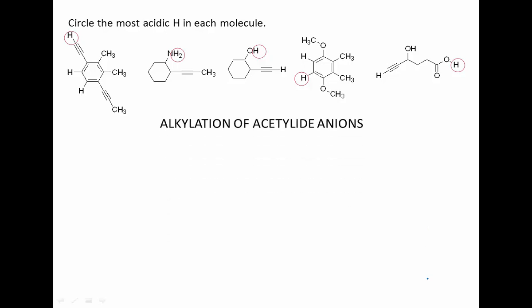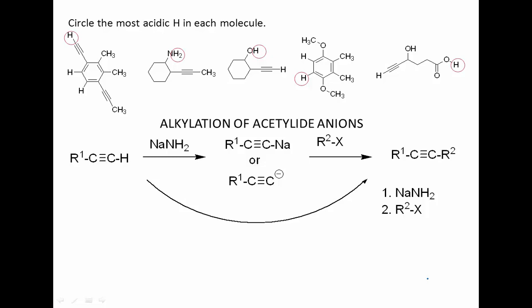All right, what can we do with these acetylide anions? We can perform alkylation reactions. The terminal alkyne reacts with NaNH2 to generate the anion. Nobody really ever isolates the anion. What they do is they immediately react it with an alkyl halide to generate a more complex alkyne. So this equation usually is represented just by this set of reagents right here.